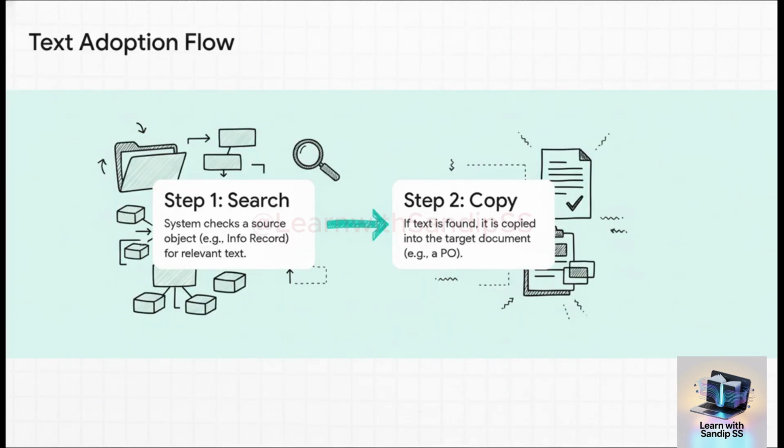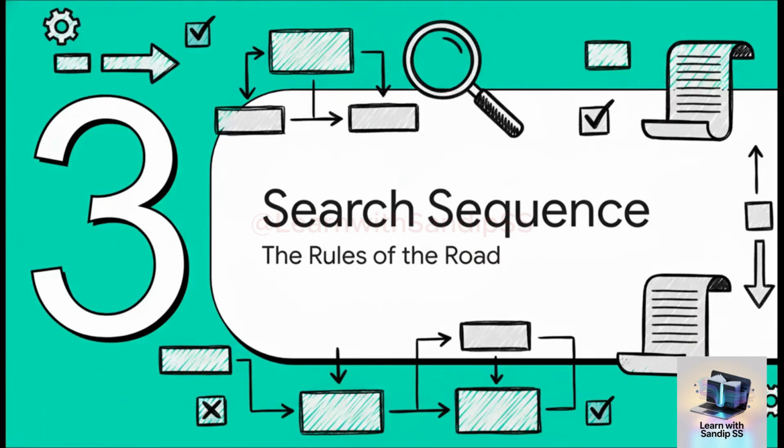At its core, the logic is incredibly simple, just a two-step dance. First, the system scans a source object, like an info record, looking for a text that matches. Then, if it finds one, it copies it over to your target document, like the PO. That's it. Simple, efficient, and best of all, predictable. But, and this is the million-dollar question, where does the system look first? The order, the sequence it uses to search for these texts is absolutely everything, because that order determines which text is going to win the battle and actually show up in your final document.